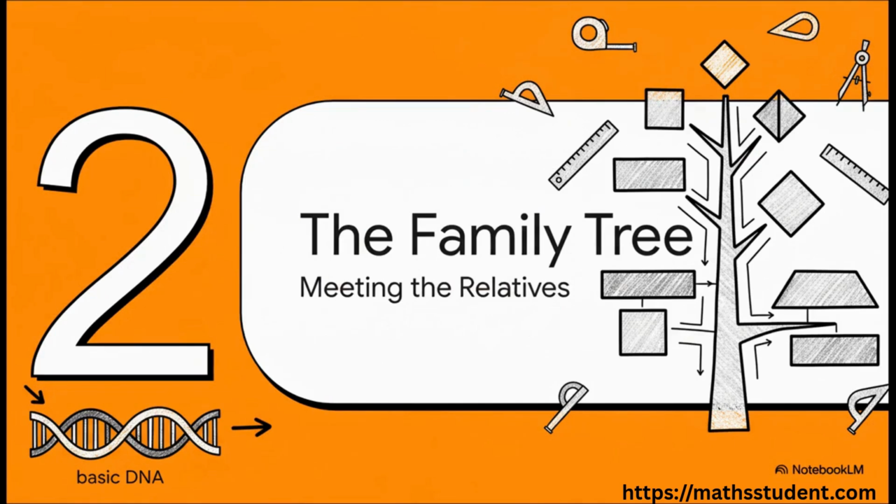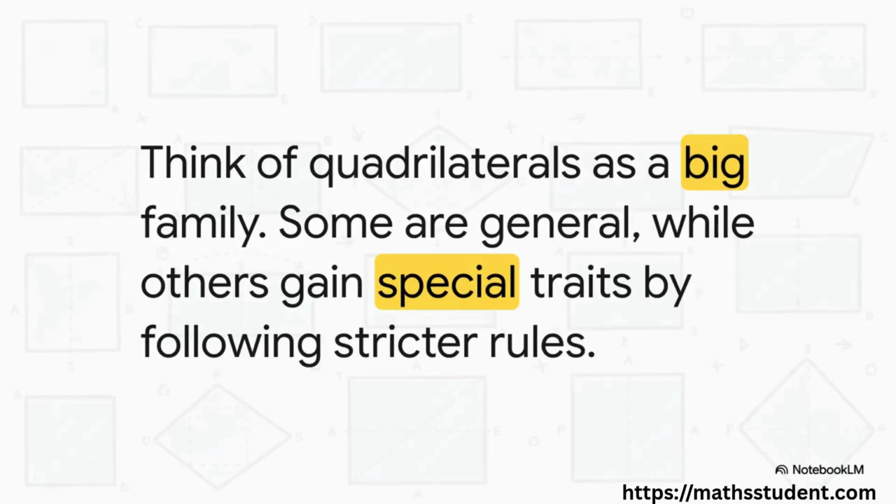All right, so we've got the basic DNA down. Now let's meet the family. And this isn't just some random jumble of shapes, it's more like a hierarchy, a real family tree where every member has its own special thing going on. Yeah, the best way to picture this is like a big extended family. You've got the great-great-grandparent. That's your basic general quadrilateral. And then you have all these descendants that get more and more specialized as they inherit specific traits or have to follow stricter rules, like having parallel sides or all equal angles.